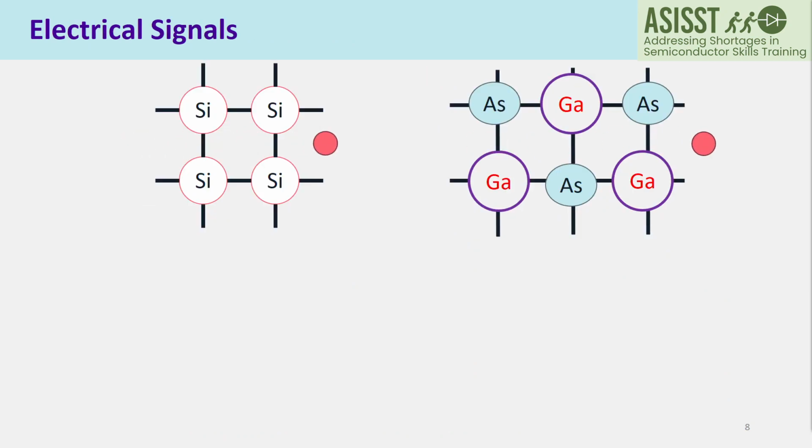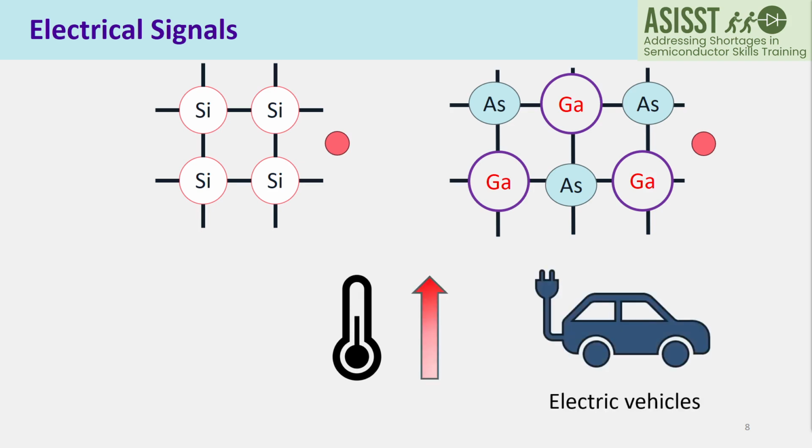Electrical signals move faster in certain compound semiconductors than in silicon. So those compound semiconductors are used for making devices operating at very high speeds. There are others with excellent properties, even at high temperatures, making them ideal for applications such as power management of electric vehicles.